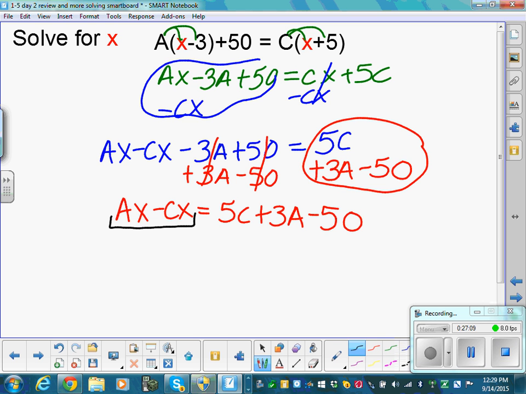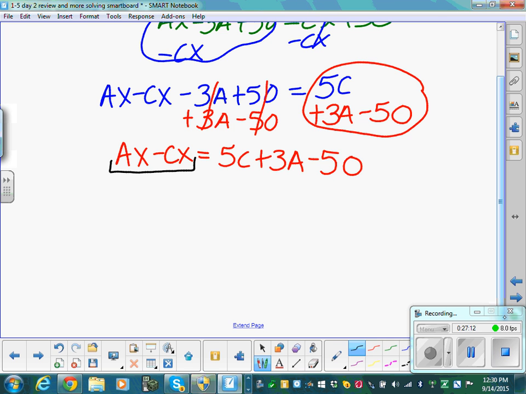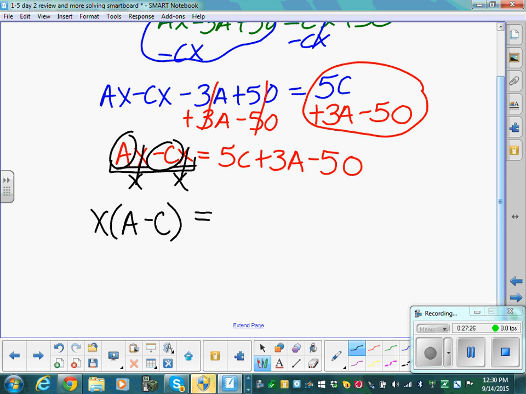We have an x in common, so I'm going to factor out an x. And then left is a minus c. Once again, you have to go through and go, okay, I pulled out an x, I factored out an x, so I divided an x out of each term, leaving me with a minus c. You can go ahead and do that. Which is equal to 5c's plus 3a's minus 50.